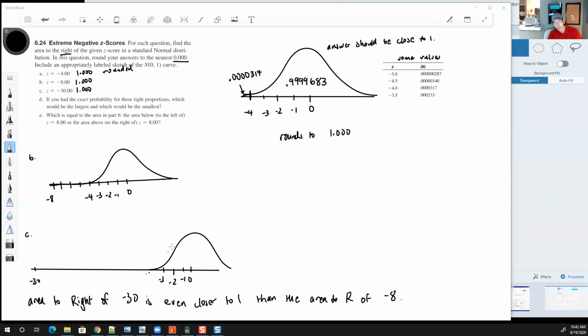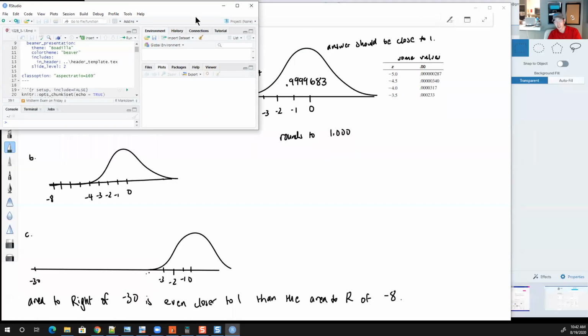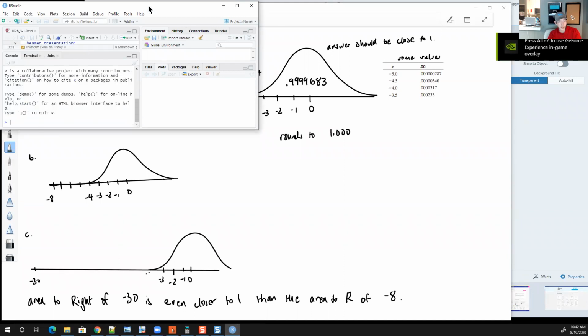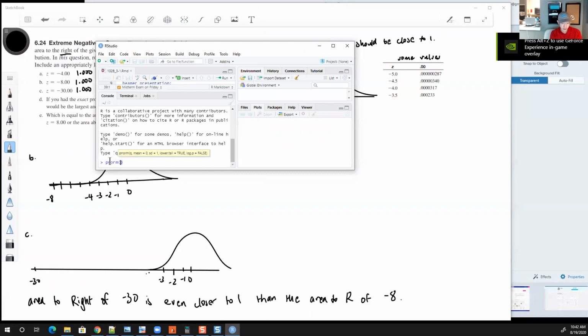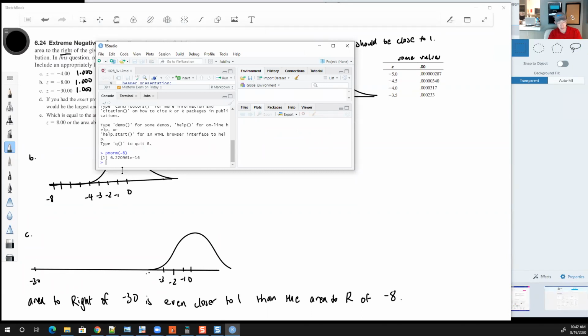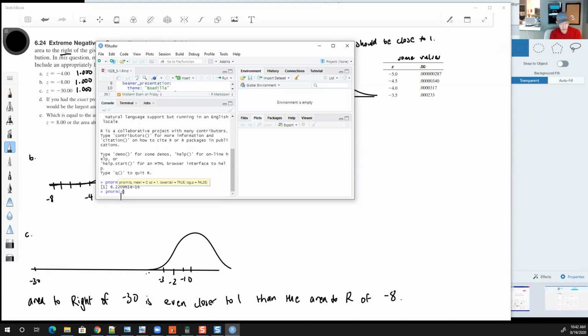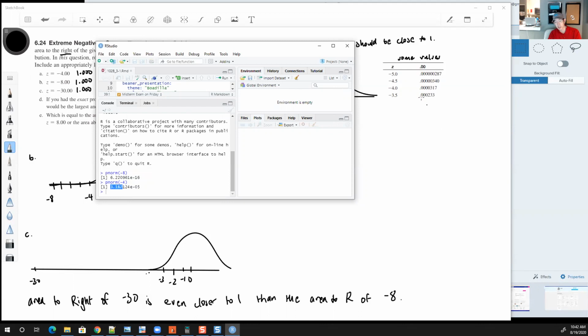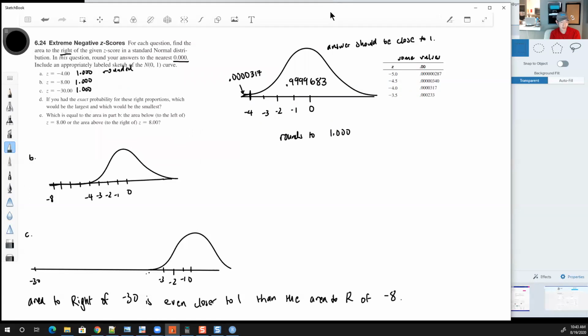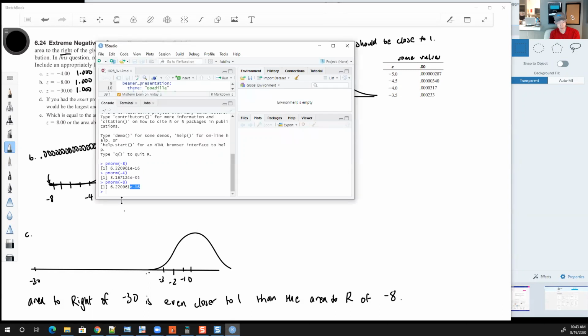Let's just check what R has. I think R is going to tell me that at negative 30, the area to the left is 1. But let's see. If I do pnorm of negative 4, I get 3.167 times 10 to the negative 5, which is what we got. For pnorm of negative 8, e-16 means 10 to the negative 16, so I've got basically 15 zeros before the 6. If we shade in this area, it's 1, 2, 3, 4, 5, 6, 7, 8, 9, 10, 11, 12, 13, 14, 15 zeros, and then we'll have 622.